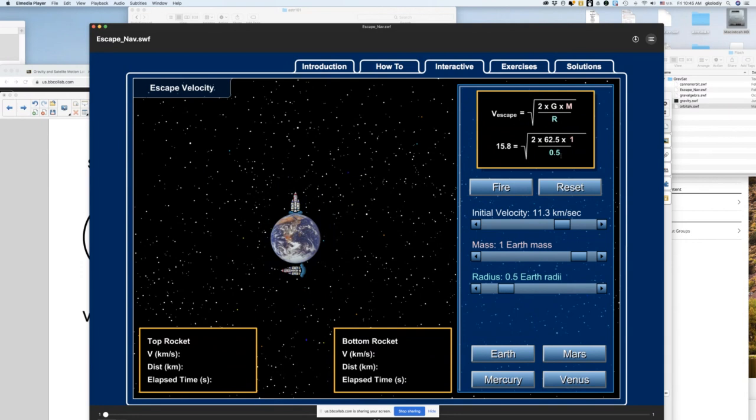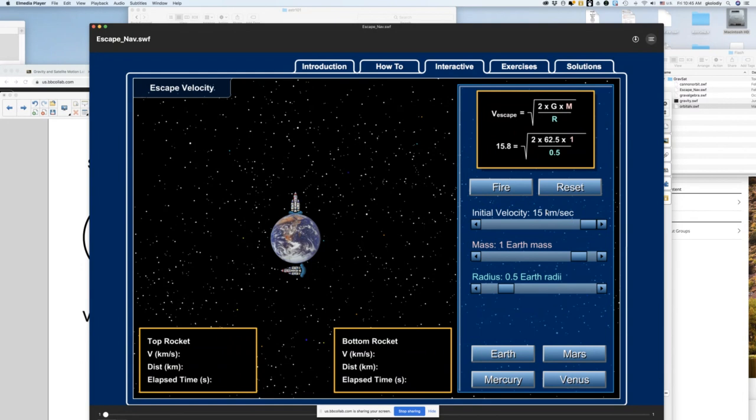Okay, so if we made this smaller, the escape velocity gets bigger. The denominator of the fraction is smaller, so the escape velocity becomes bigger. So we would have to fire it out now, not at 11.2 kilometers per second, but at 15 kilometers per second.